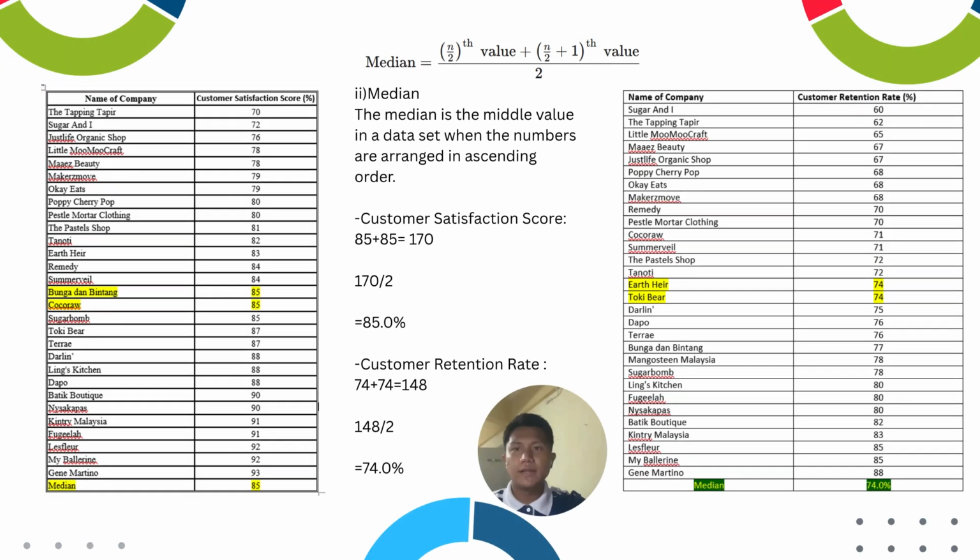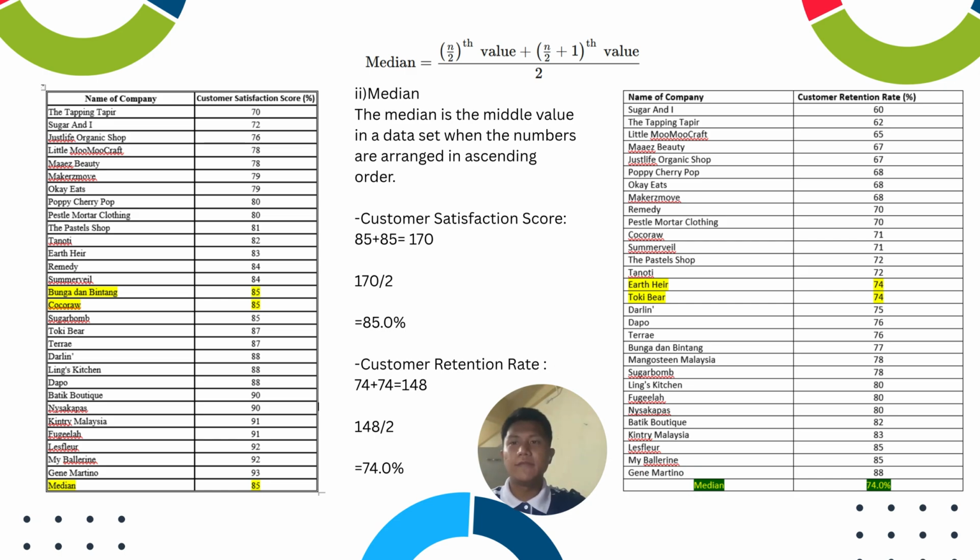Let's look at how to calculate the median for these data sets. The median is the middle value in a data set when the numbers are arranged in ascending order. For this data, since we have 30 companies, which is an even number, the median is calculated by taking the average of the 15th and 16th values in the ordered list.